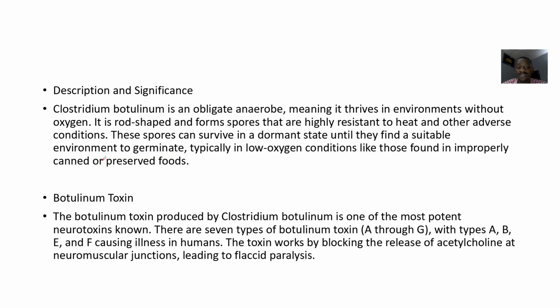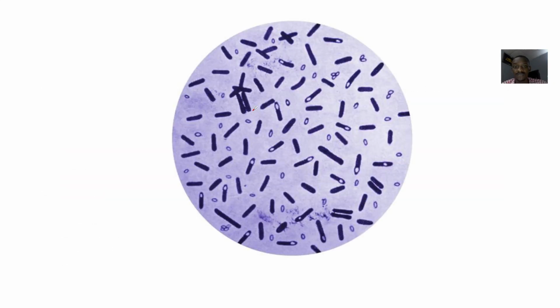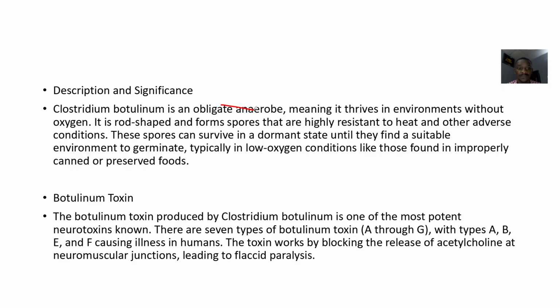So what is the description and significance? We said that it's an obligate anaerobe, meaning it can thrive in environments where there is no oxygen. It's rod shaped, just like I was telling you guys from these things. Alright. It is also resistant to heat and other adverse conditions. When it produces spores, the spores can survive in a dormant state until they find a suitable environment to sprout back into life. Right. It's typically found in low oxygen conditions like those found in improperly canned or preserved foods.